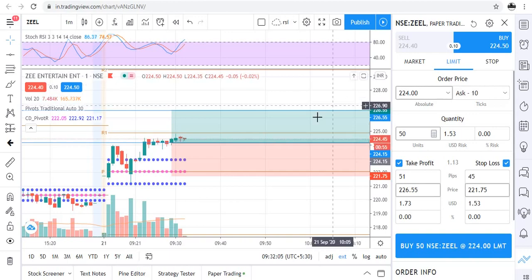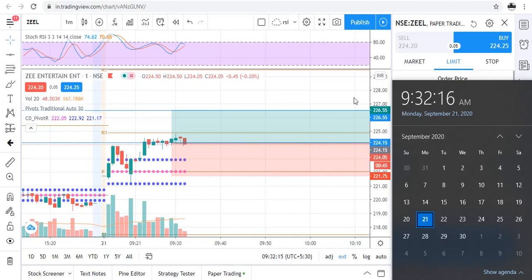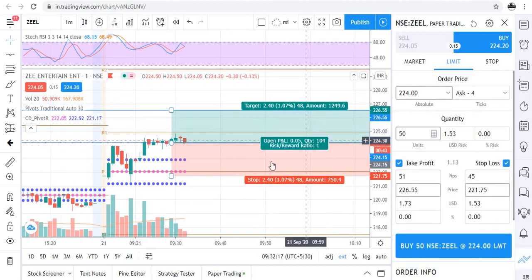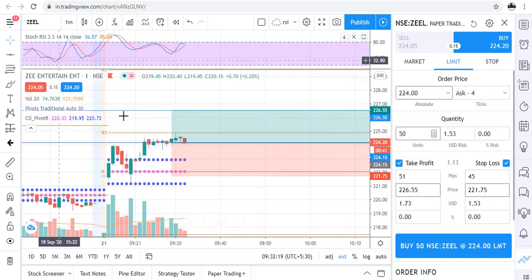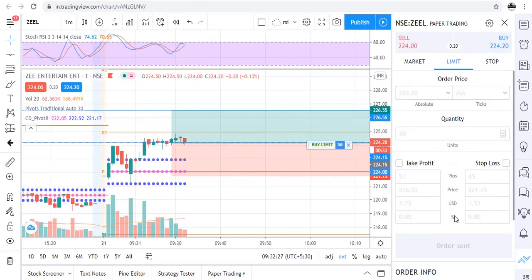Now let me show you today's date and time. So today is 21st of September 2020 and the time is 9:32 am. So traders, today we are having Zeal in our watch list, and first I am placing the order, then I will tell you the logic and setup.